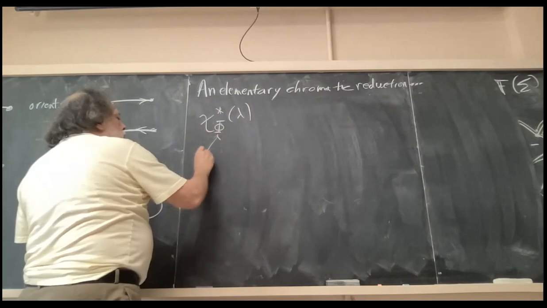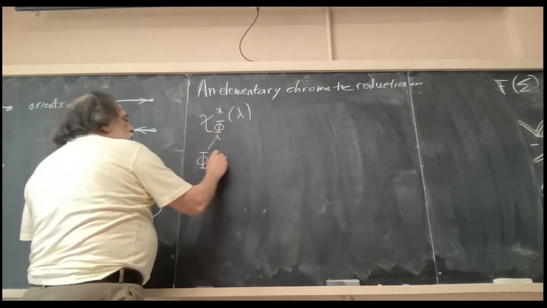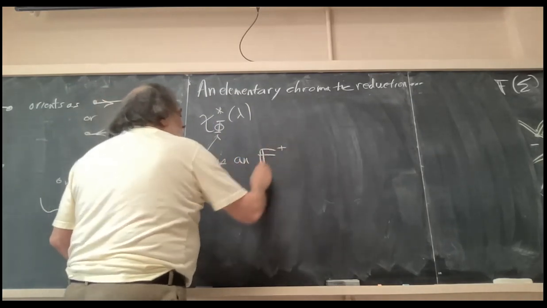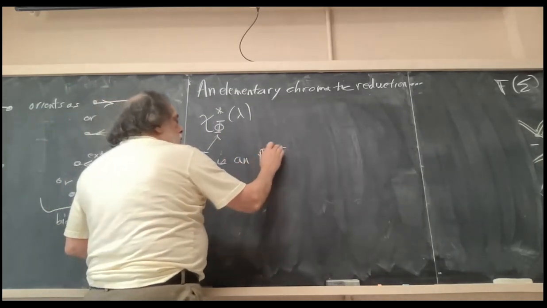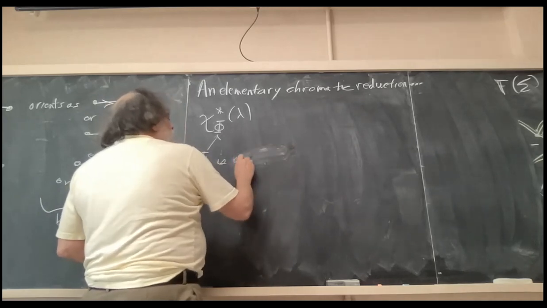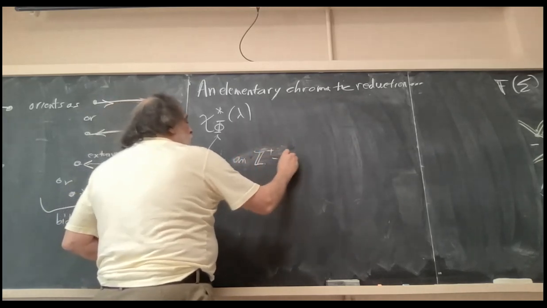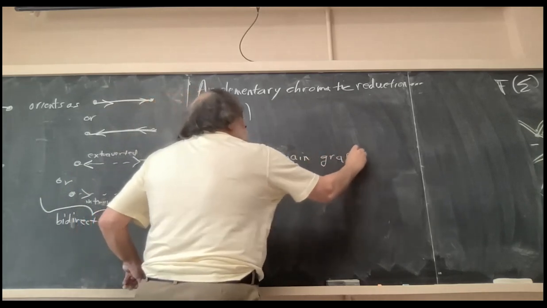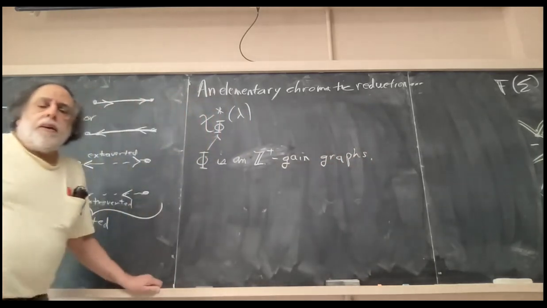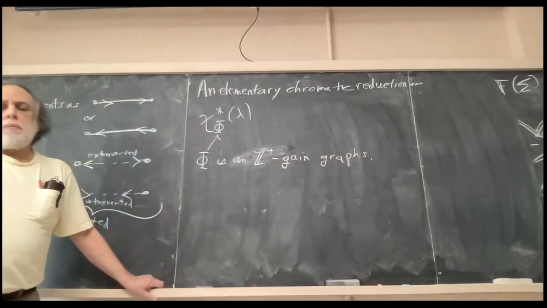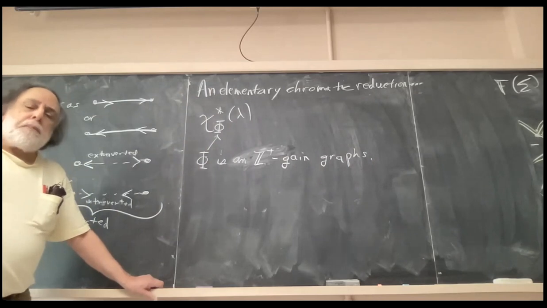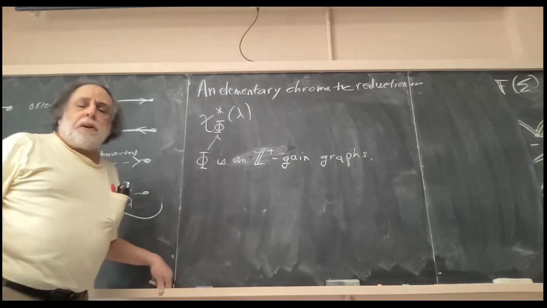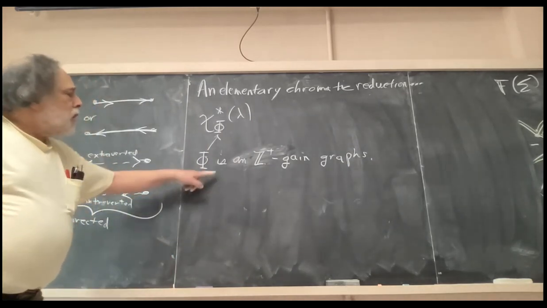Now we have here an integral gain graph. In other words, it has gains in the integers. This is what all these papers are about. They're all about different kinds of integral affinographic arrangements. They call them deformations of type A and type B, but I call them affinographic because they're affine translates of graphic hyperplanes.